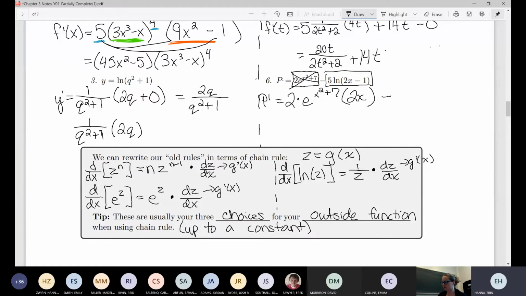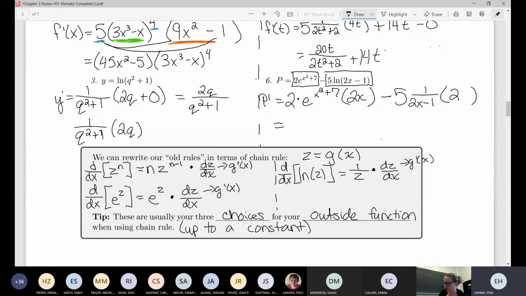And so we now have to subtract the derivative of that 5 natural log of 2x minus 1. So the 5 comes along for the ride. Derivative of the natural log of essentially anything is 1 over that thing. So we have 1 over 2x minus 1. But then we have to take the derivative of that 2x minus 1. So derivative of 2x will give us 2. Derivative of 1 will be 0, so I'm just not going to write it.